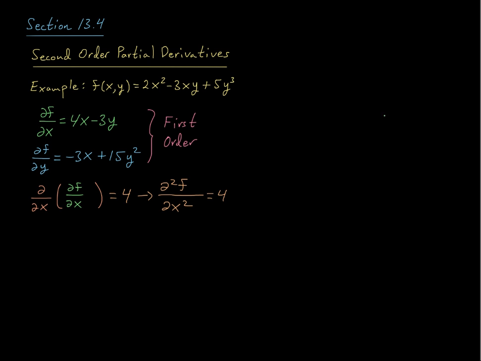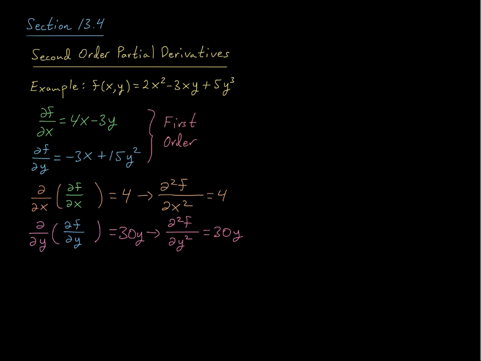What else could we do? Well, we could take the y derivative of the y derivative of f. If I differentiate this function up here in blue, the y derivative with respect to y, that's just going to give me a 30y. Notationally, the left side will be written as del squared f over del y squared, and that's equal to 30y.